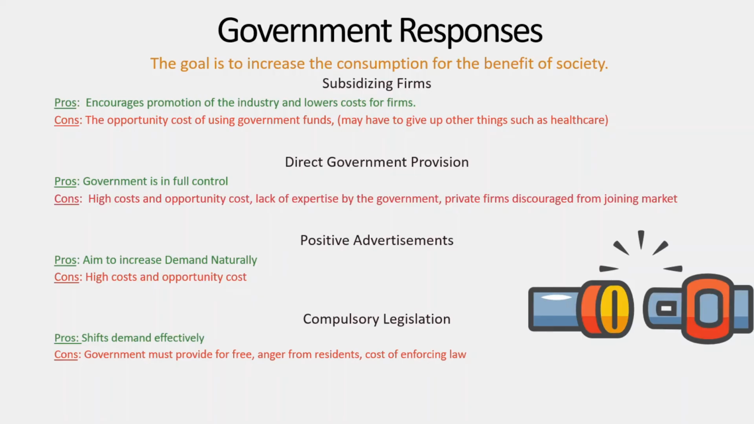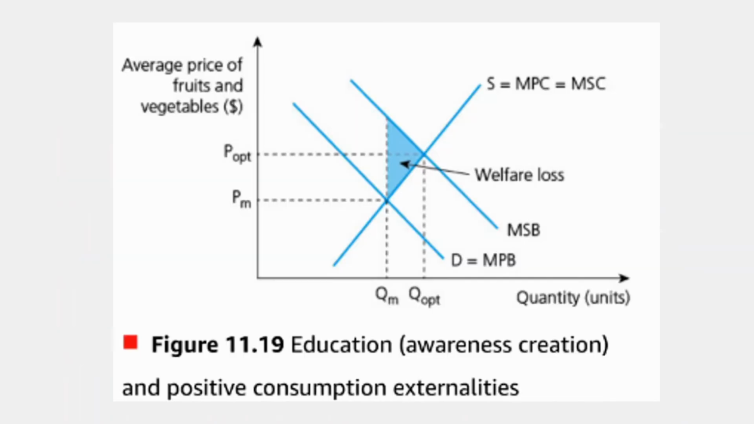So let's look at some examples of some graphs for this right here. So right here is education. For this right here, it was at D equals MPB. But what's going to happen is with positive education, we're going to see MSB equals MPB plus educational awareness. And this welfare loss would go away.